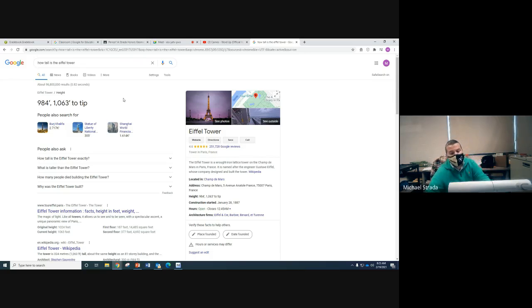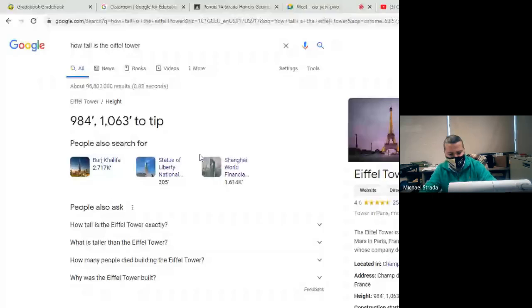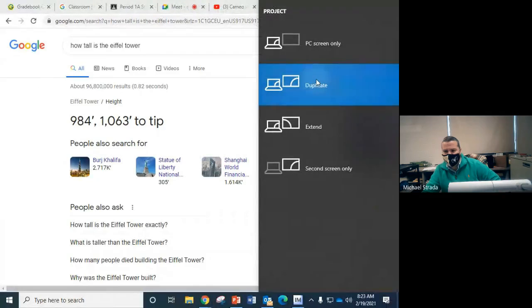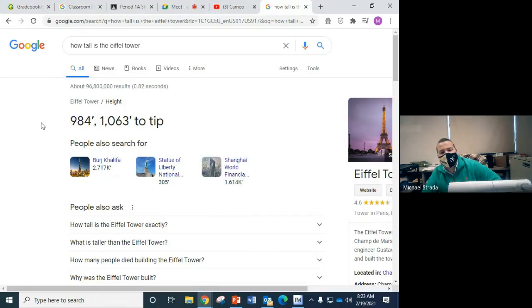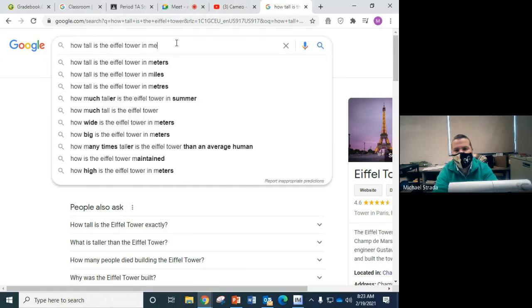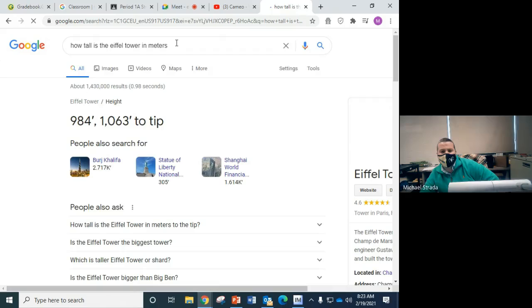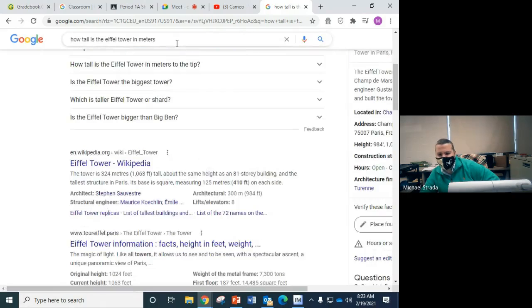But that's what I'm saying. So I just looked up the Eiffel Tower. And like I said, we'll talk about this next week with percent error to prepare you for science and other things. In meters, give me feet. Okay, the tower is 324 meters. So we'll talk about that next week in terms of percent error and that kind of stuff.